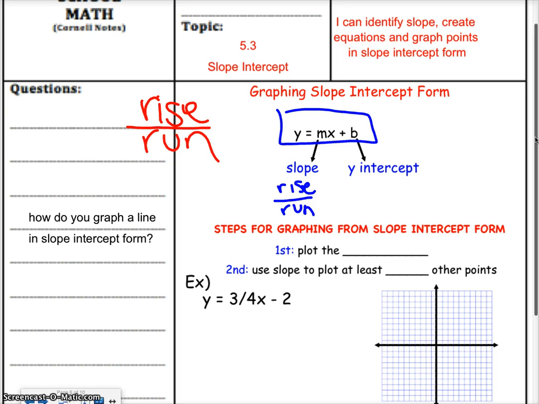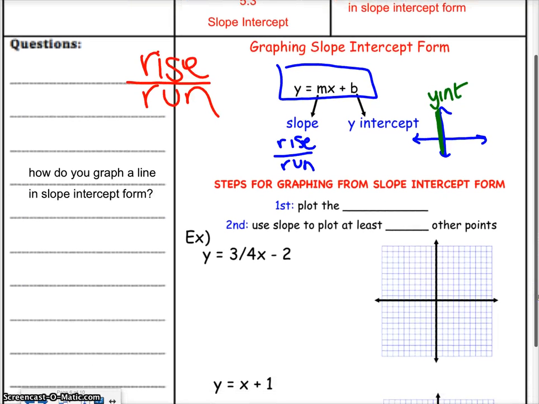Remember y-intercept? If you make a little mini coordinate plane, the y-intercept is wherever it crosses the y-axis at. Okay? So wherever it crosses this tall line is what the y-intercept is.